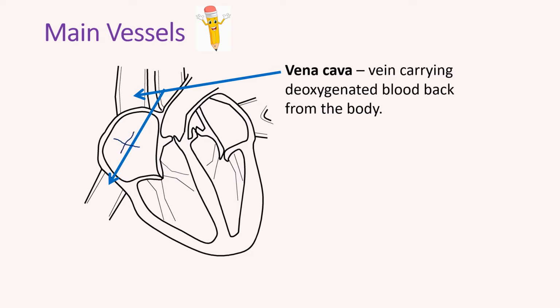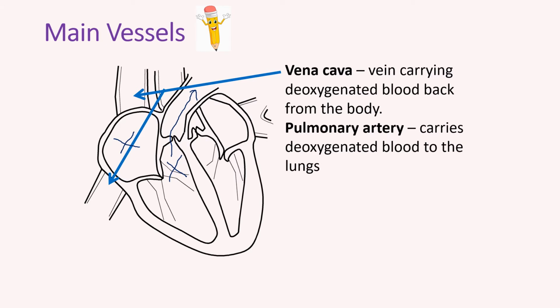Right, so we want to find out the pulmonary artery, and we know that the pulmonary artery needs to come from the right ventricle, so it must be this one here. So your pulmonary artery carries your deoxygenated blood to the lungs. Then we need to find out the other vein. We know that the veins come into the atrium, so the left atrium, and the vein that does that is the pulmonary vein, so it carries the oxygenated blood from the lungs to the heart.